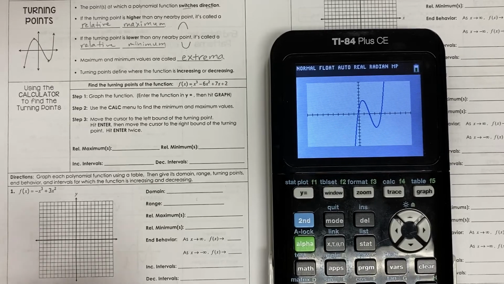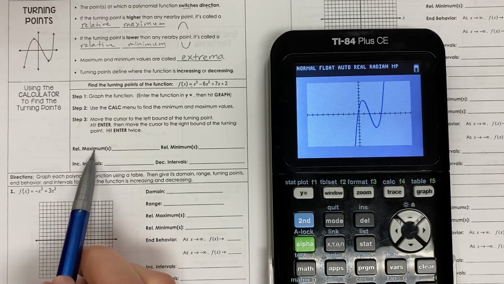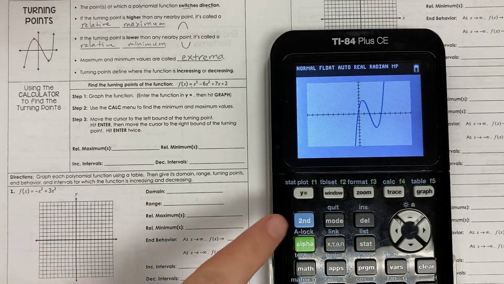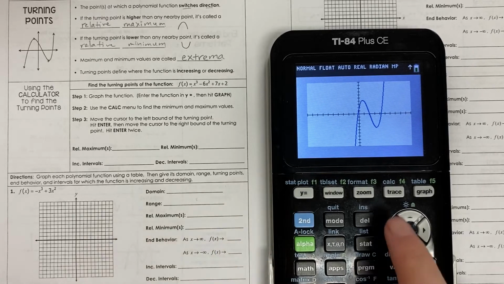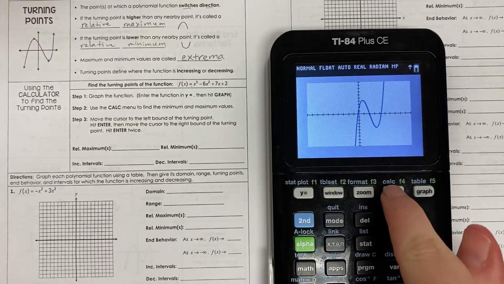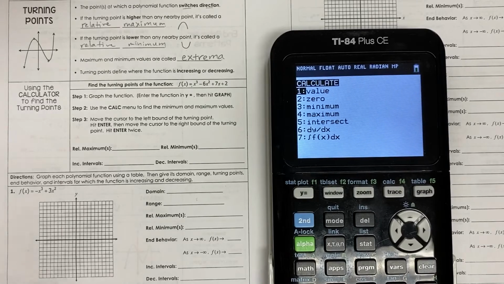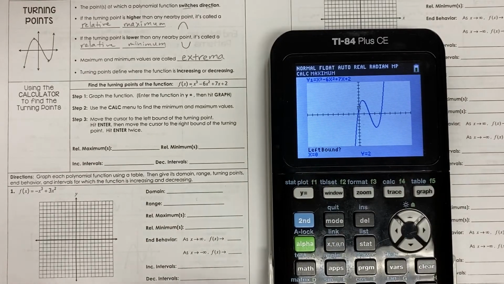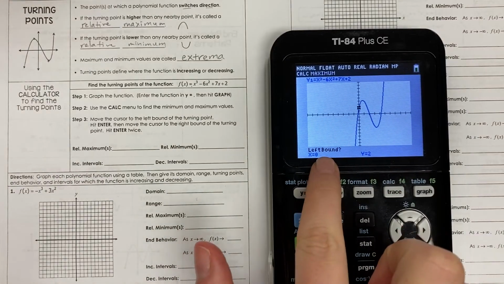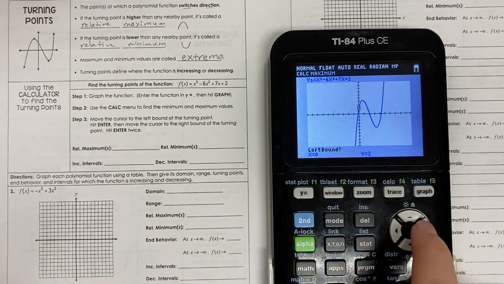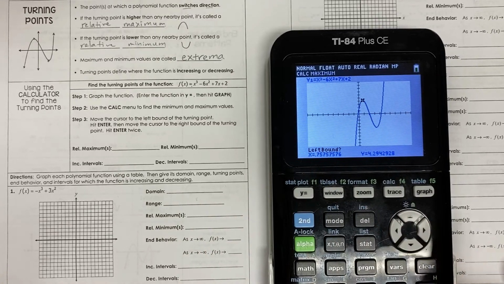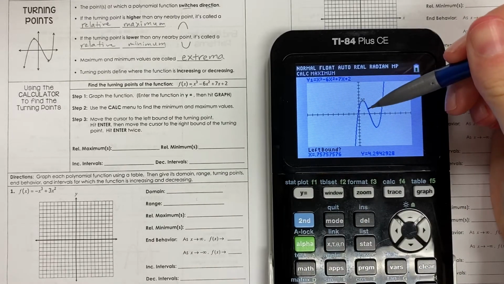Okay, so to get the relative max, start with that since that's first. You're going to hit the blue second button and then trace, because behind it says calc. See that? So you pull up the calc menu and we're going to find the maximum first. So maximum, hit enter. Notice down here in the corner it says left bound with a question mark. So what it wants you to do is go to the very top of our maximum. This is a max because see how it looks like a hill?